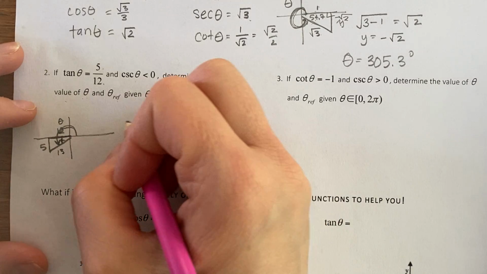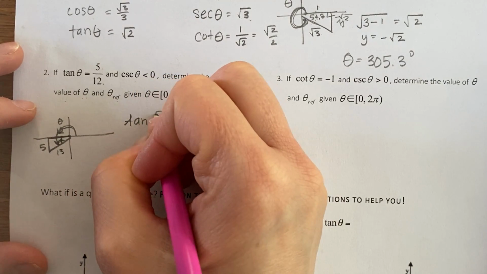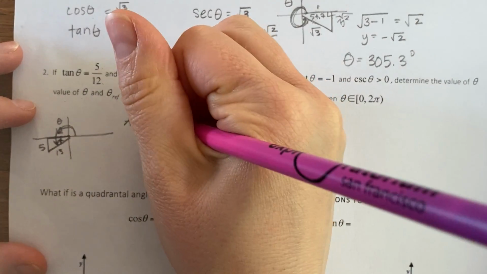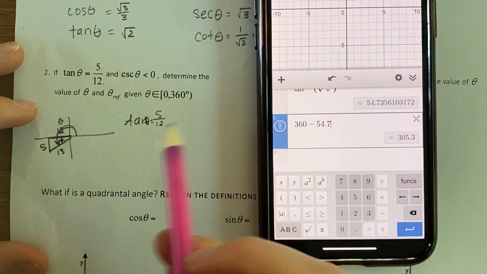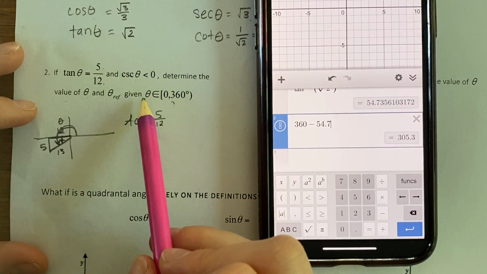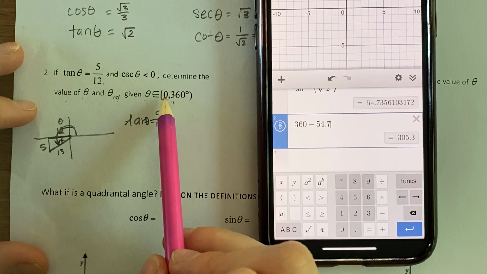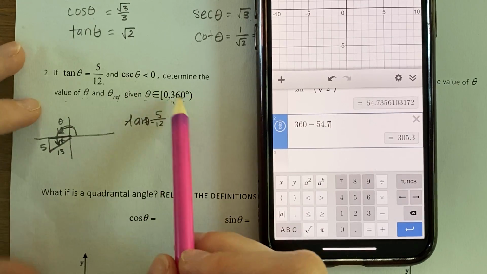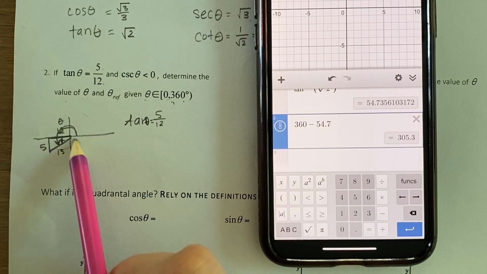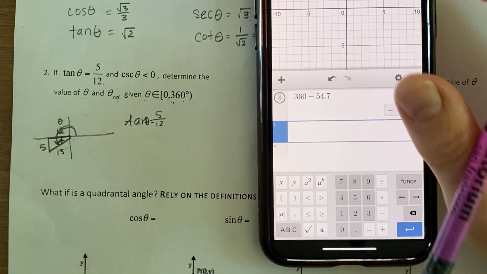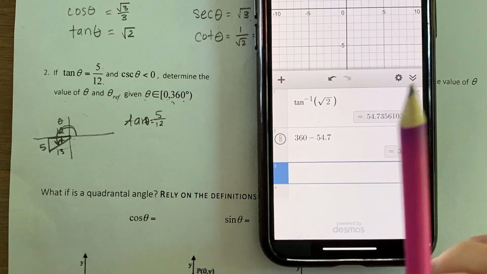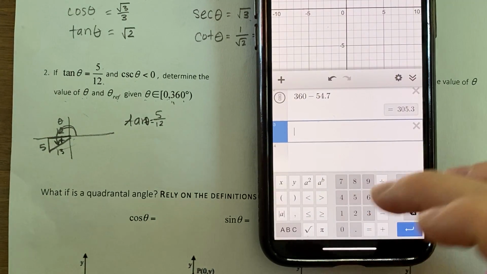So if I know that the tangent of theta is 5/12, and we're looking at degrees, this is saying that theta is an element from 0 to 360. So we're only looking at one rotation. We know that we could go round and round and round, but we're just doing one. Make sure I'm in degrees. I am, okay. Now I'm gonna do the inverse tangent.